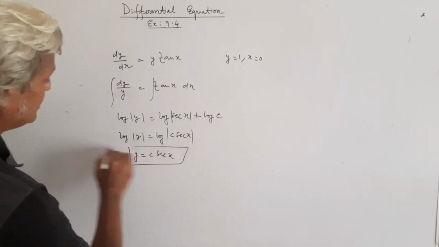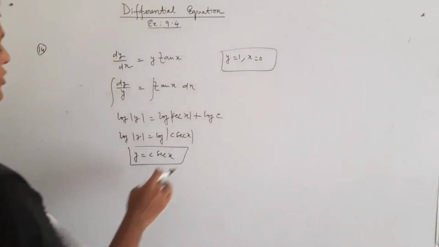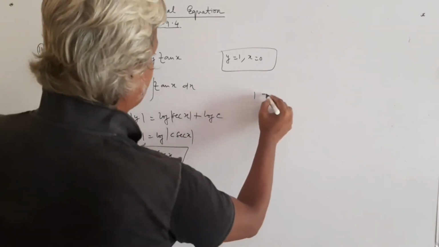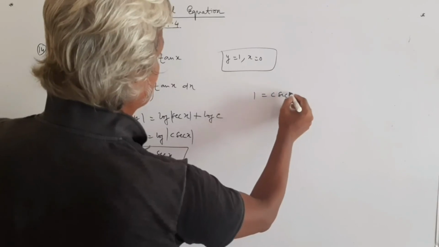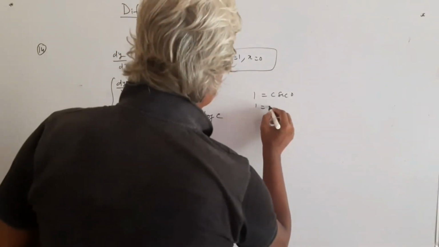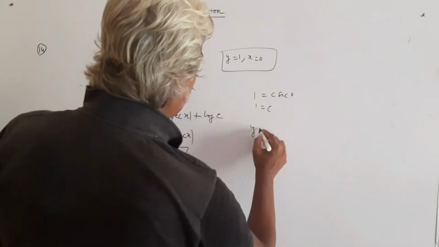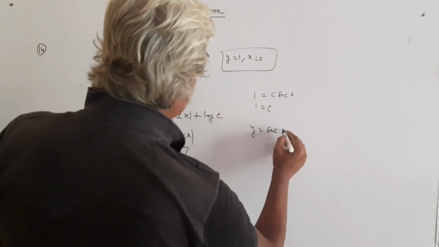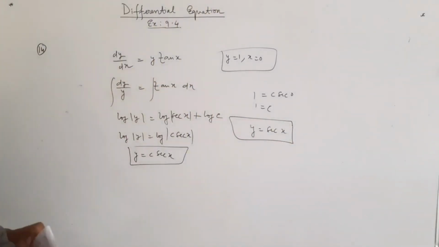This is our general solution. Now if you put this initial condition that y is 1 when x is 0, it means 1 is c sec 0. Sec 0 is the reciprocal of cos 0, that is 1. It means c is also 1. So here 1 is c. In this expression, if I put the value of c as 1, y is sec x is the particular solution of this given differential equation.